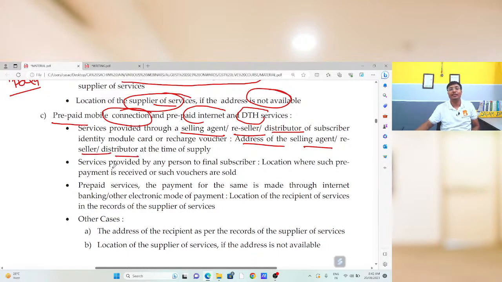Suppose Bharti Airtel is registered and its corporate office is in Mumbai, and they have appointed many selling agents throughout India. One selling agent is in Jodhpur, Rajasthan, and I am going to take the services of that selling agent, and the selling agent takes the services from Bharti Airtel Maharashtra. In that case, the place of supply will be the address of that selling agent. That means Bharti Airtel will treat it as an interstate supply, and IGST should be charged accordingly.